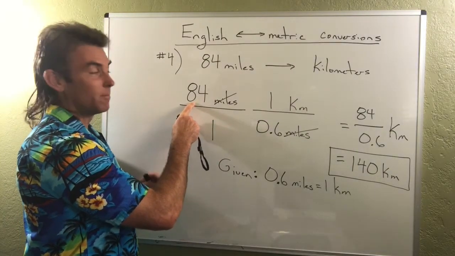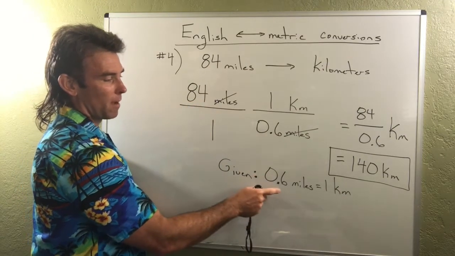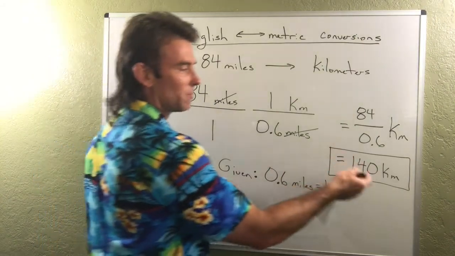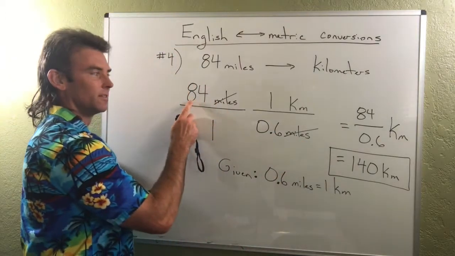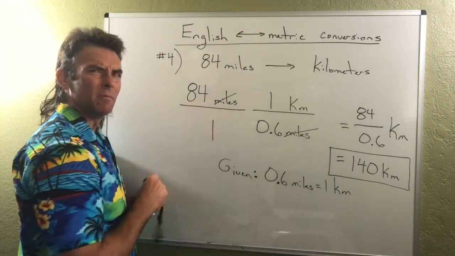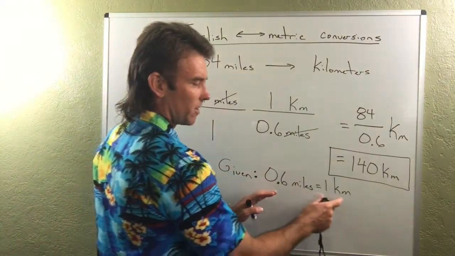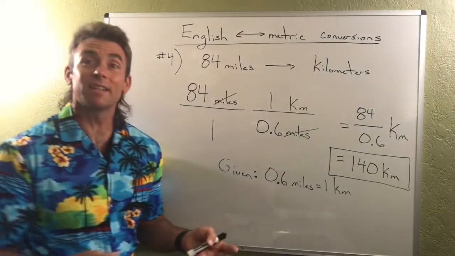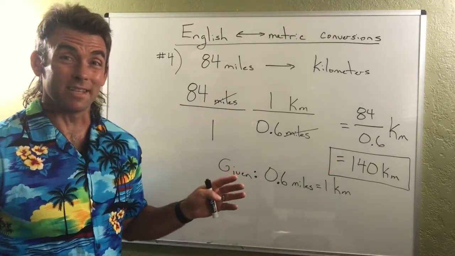If I've set up my dimensional analysis properly, the fact that I've got 0.6 miles in a kilometer should mean that I need a whole bunch more kilometers to equal the same amount of miles, right? And so it's almost like a ratio, right? You've got kind of the small number and a bigger number. Here we've got a smaller number and a bigger number. So that sniffs right. If I had screwed this thing up, that wouldn't be the case.